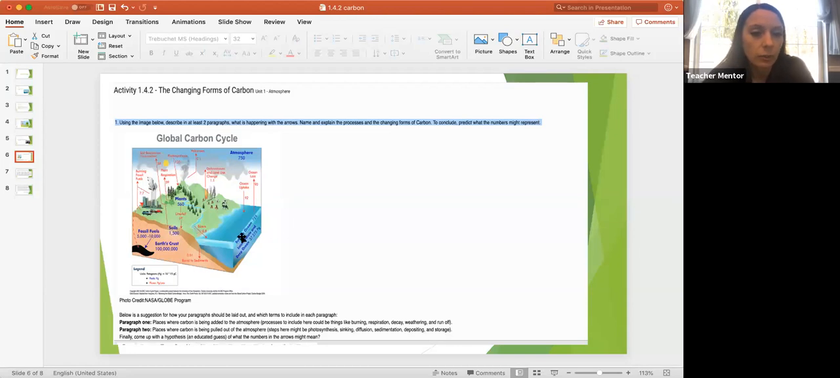So we're looking at a picture of a little ecosystem and a cycle of an ecosystem. What we're looking at is the different arrows. What do the different arrows mean? Okay. So here's our picture. And then if we go to the actual directions below it, it says below is a suggestion on how your paragraph should be laid out and what terms to include in each paragraph. So they're telling you how you're going to do this: in paragraph 1, include this and use these words. In paragraph 2, you're going to explain this and use these words to help explain what is going on, how the carbon is changing.